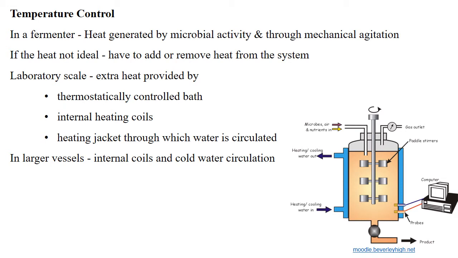On a laboratory scale, extra heat is generally provided by placing the fermenter in a thermostatically controlled bath, or by the use of internal heating coils, or by using a heating jacket through which hot water is circulated. In larger vessels, internal coils are used through which cold water is circulated, since in larger vessels, generally the heat generated will be higher than required.